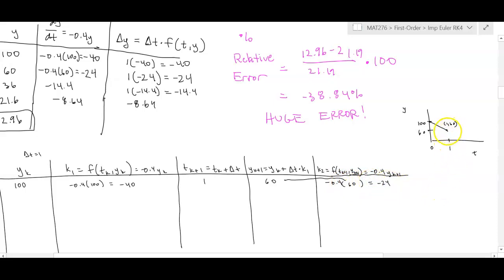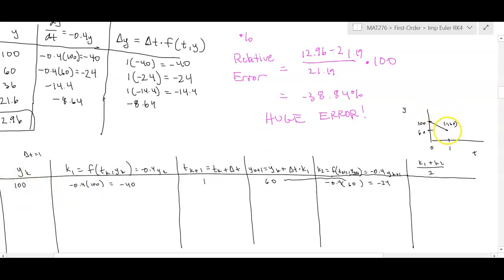Okay, so that's saying that at this point the slope would be negative 24, and if we were in the standard Euler's method, we would take the 60 and subtract the 24. But what we're going to do instead is actually take the average of k1 and k2. So take k1 plus k2 divided by 2, and that is going to be the actual slope by which we're going to change this original 100.